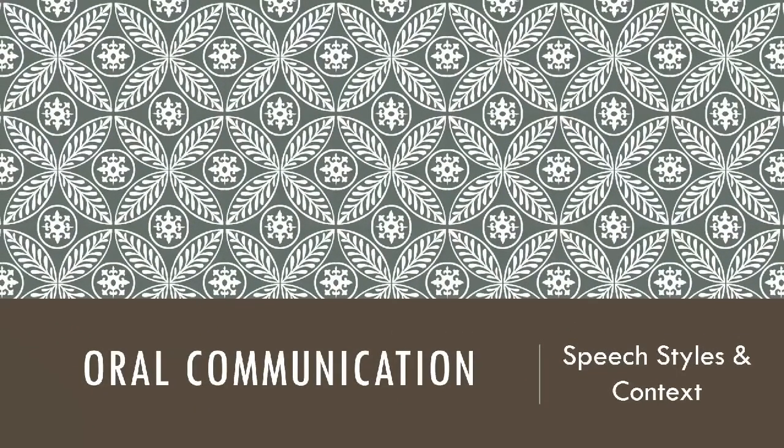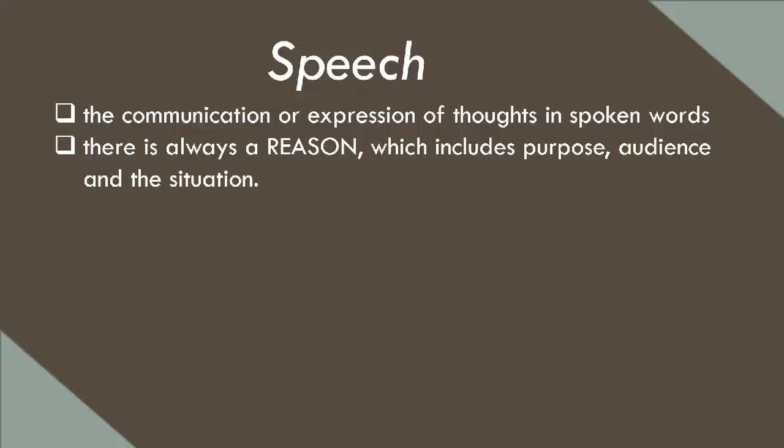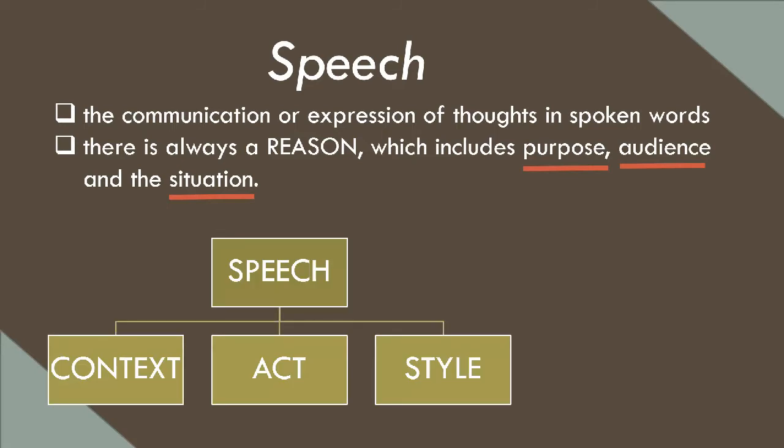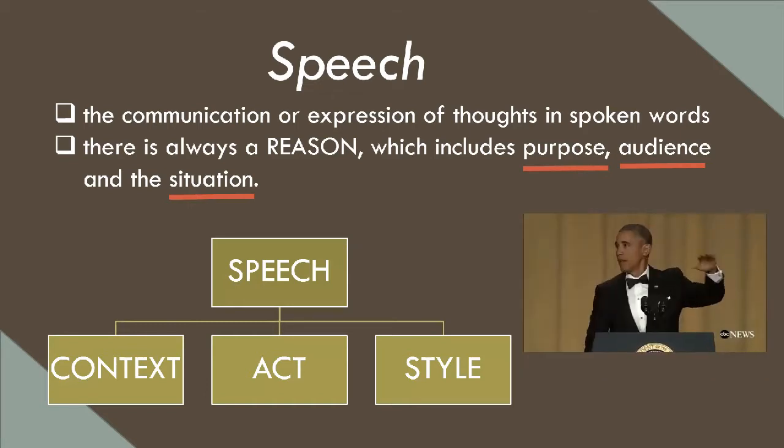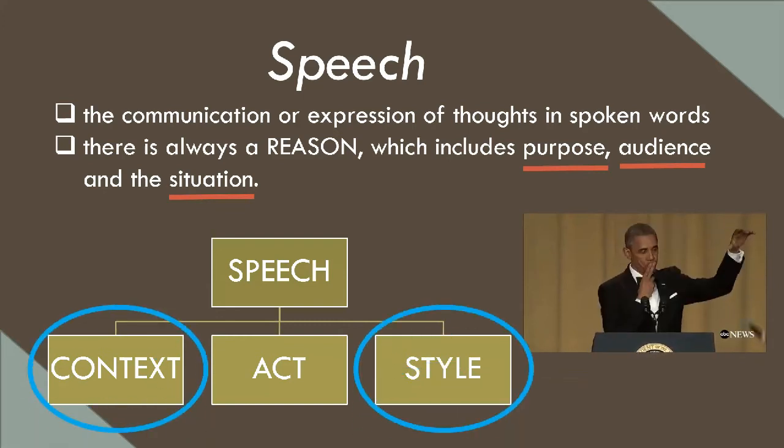Speech styles and context. First, a speech is known as the communication or expression of thoughts in spoken words. There is always a reason behind a speech, which includes the purpose, audience, and situation. These three factors govern how a speech is made and how it is delivered. The speech also considers three aspects: the context, act, and style. This lesson will focus on the context and style of a speech. It is a comprehensive lesson.